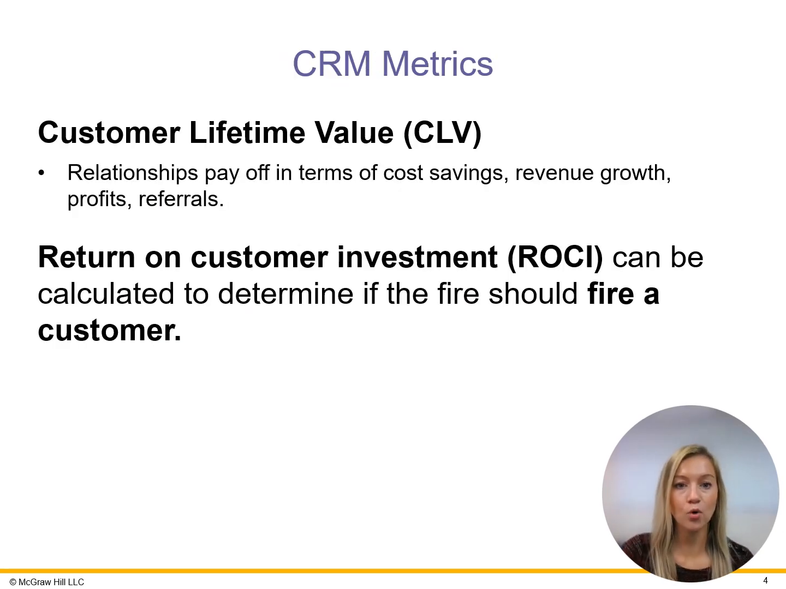One of the most important metrics in a CRM is that of customer lifetime value. Customer lifetime value is very closely related to customer loyalty, or the demonstration that time and time again, investment in CRM yields more successful long-term relationships with customers. And these relationships pay handsomely in terms of cost savings, revenue growth, profits, referrals, and other important business success factors.